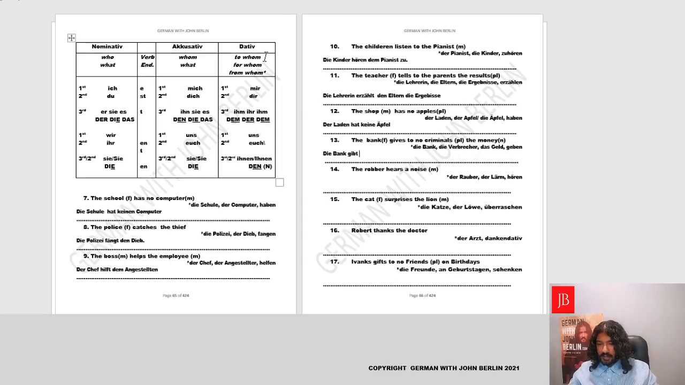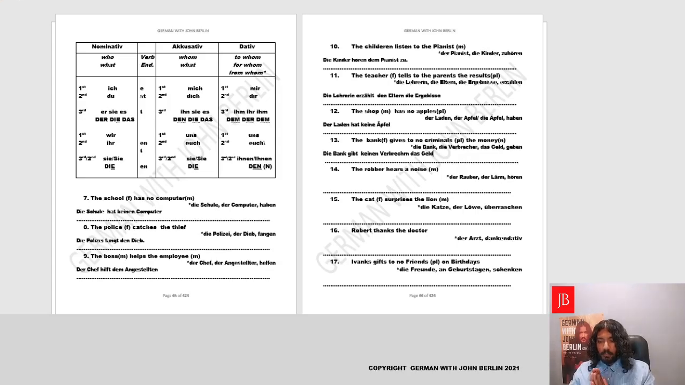To no criminals. To whom? Yes, criminals are Verbrecher. It's plural. So we'll go to whom and we'll go to plural. It's den, but we don't need den. We need the negative article, which is kein. So we'll put the ending en on top of kein. It'll become die Bank gibt keinen Verbrechern. Very good. What? The money. Money in German is Geld, and it's neutral. So we'll go to what, and we'll go to the articles and find out the neutral. It's das. So we'll write here das Geld. Perfect. Die Bank gibt keinen Verbrechern das Geld.